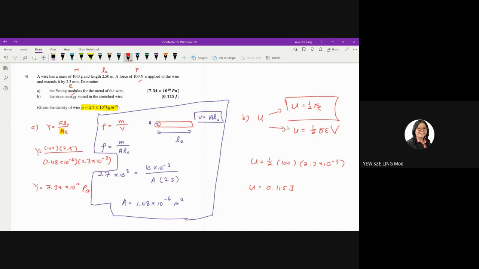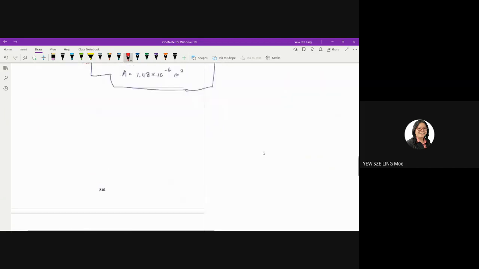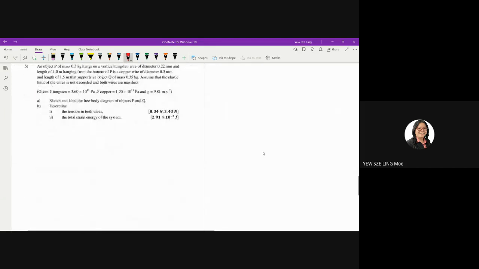Now let's look at question 5. Question 5 is quite similar to question 3. You need to apply Newton's law to determine the tensions in the wire before you solve it. An object P of mass 0.5 kg hangs on a vertical tungsten wire of diameter 0.22 mm and length 1 meter. Hanging from the bottom of P is a copper wire of diameter 0.5 mm.